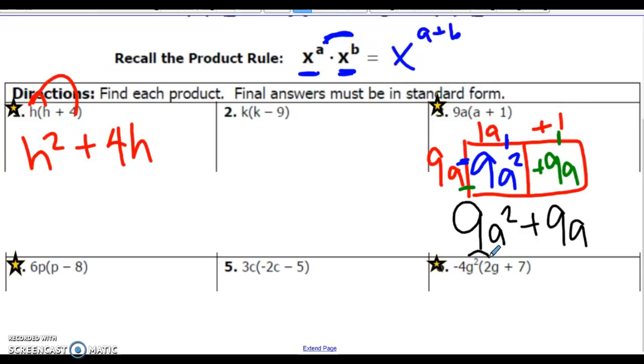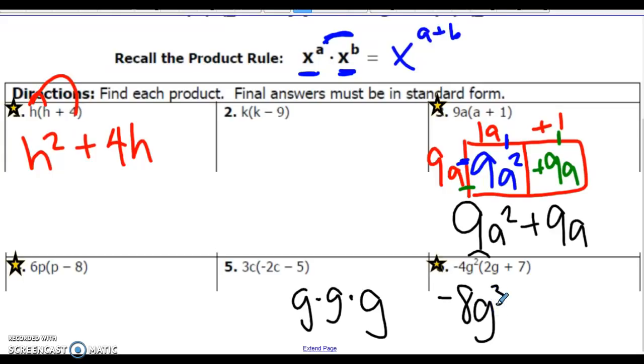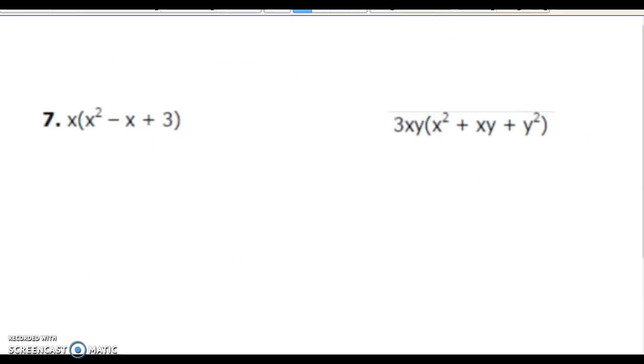Well, negative 4g squared times 2g gives me negative 8. And just a quick thought, g squared is g times g, and then times 1 more g gives me g to the third power. Then I do negative 4g squared times 7. Negative 4 times 7 is negative 28, and g squared. So those are super nice. You guys have been doing that for a long time.